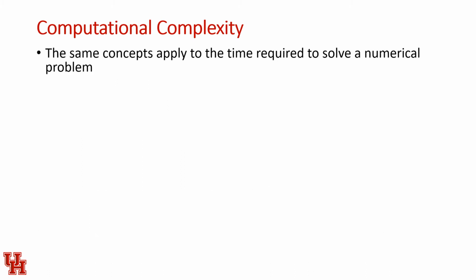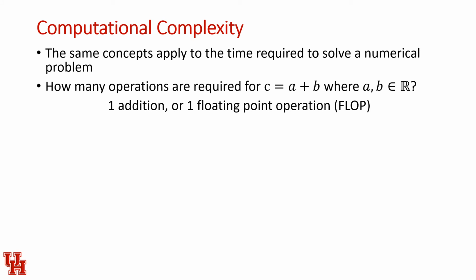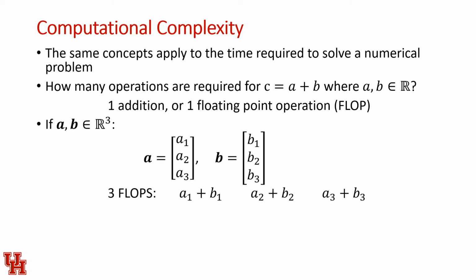This same concept can be applied to the runtime required to solve a numerical problem. In computation, we frequently specify computing speed in terms of the time required to perform a single floating point operation, or more commonly, the number of floating point operations that can be performed per second. If we calculate the addition of two real numbers, a and b, this requires one addition, or one floating point operation, or flop. If our operands, a and b, are instead vectors of, say, length 3, their addition requires 3 floating point operations, one operation for each pair of elements in the vector.